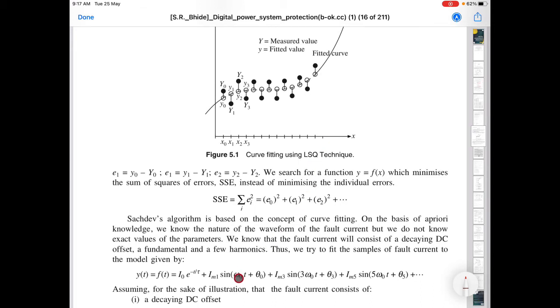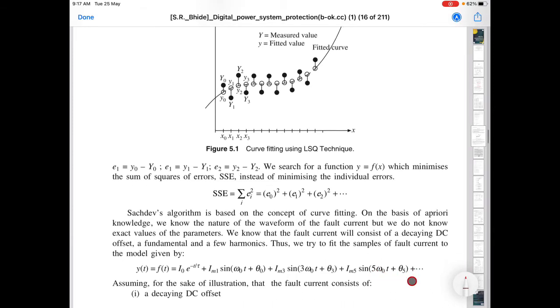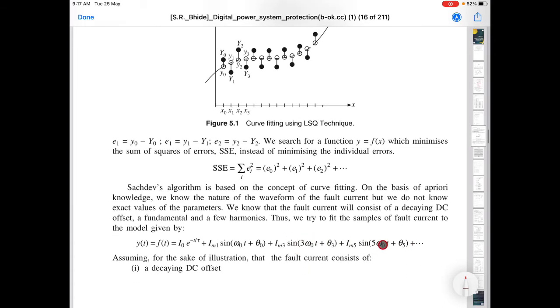Next, it will have a fundamental component and it will have odd harmonics. They have taken only up to the 5th, because as you go further to the 7th, 9th, 11th harmonics, their magnitudes are less compared to the 3rd and 5th harmonics. So the 3rd and 5th harmonics are predominant, which is why they have been taken.